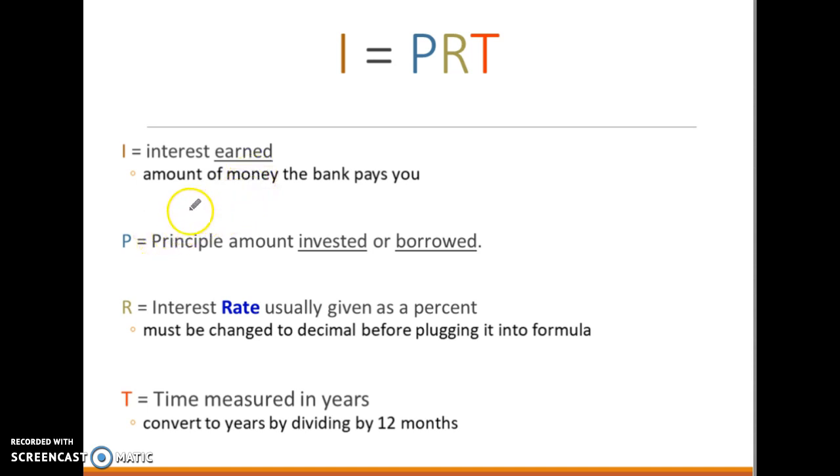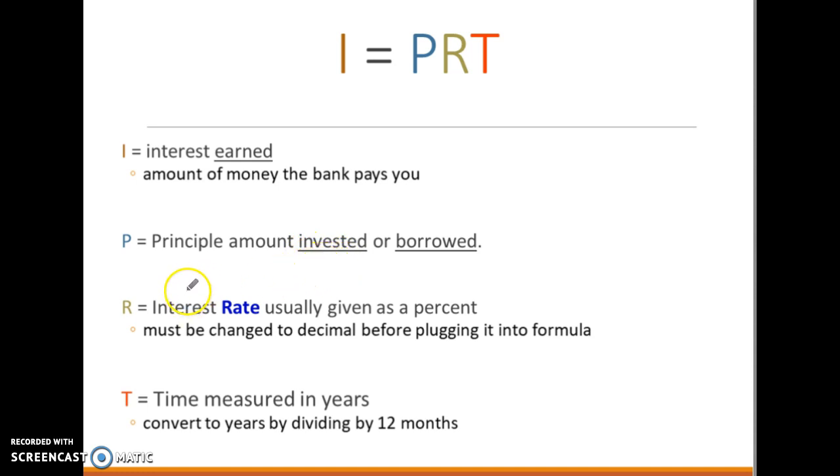Principal: another word for principal would be the amount of money invested or the amount of money borrowed. It's your starting amount. So if you're paying for a car loan and you borrow $6,000, that's going to go in for P. If you are making a small investment and you invest $700 in something, that is going to be your principal amount.